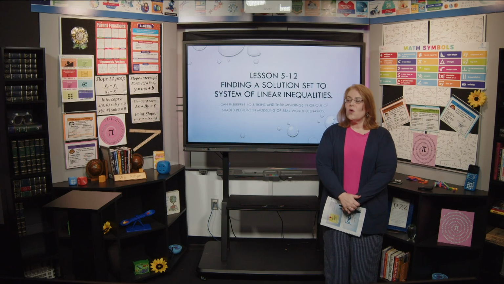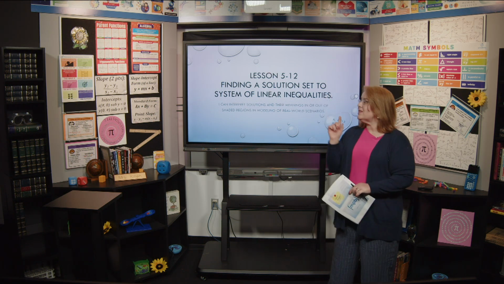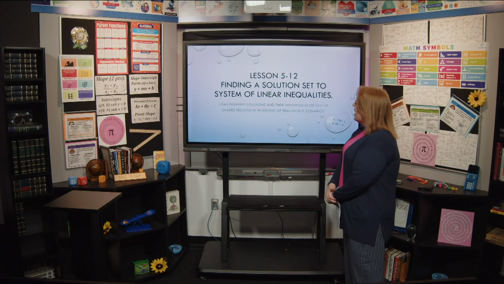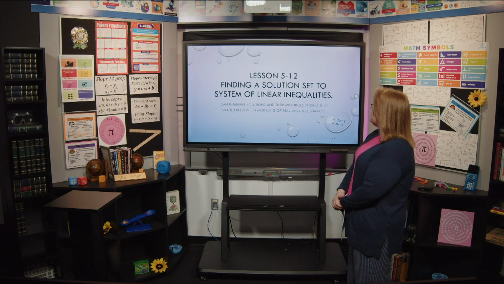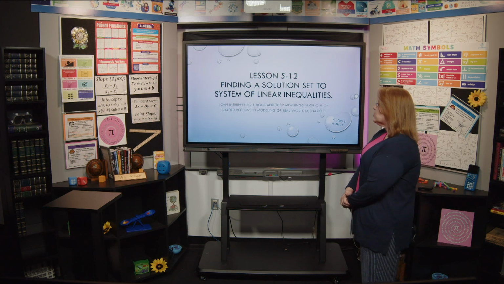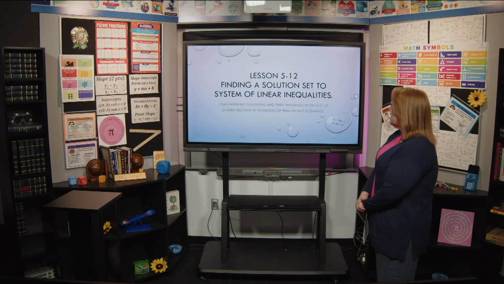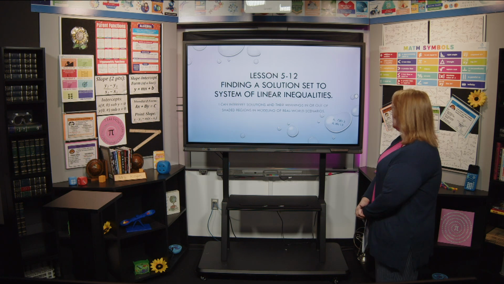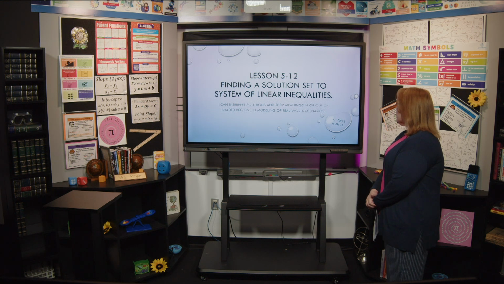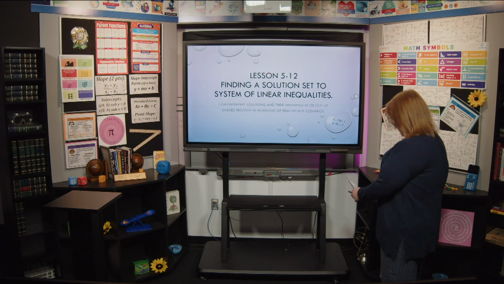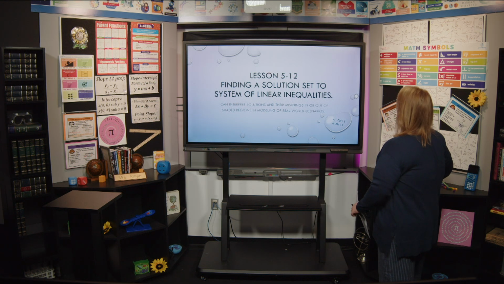I am Ms. Killen. We're learning Algebra 1 today, and we are in Lesson 12. We are finding a solution set to a system of linear inequalities. I can interpret solutions and their meanings in or out of shaded regions in modeling of real-world scenarios. I'm looking at standards CED 3 and REI 1 and 2.